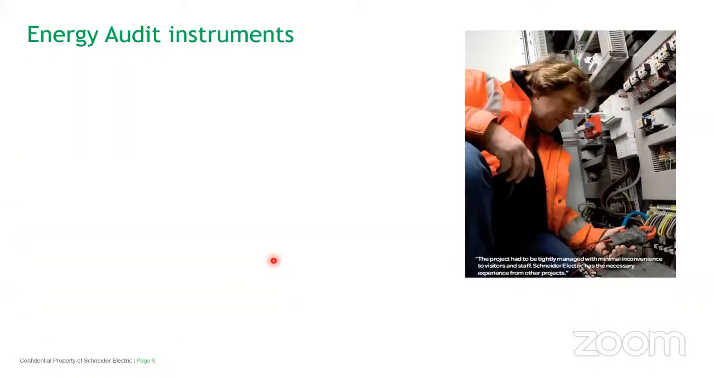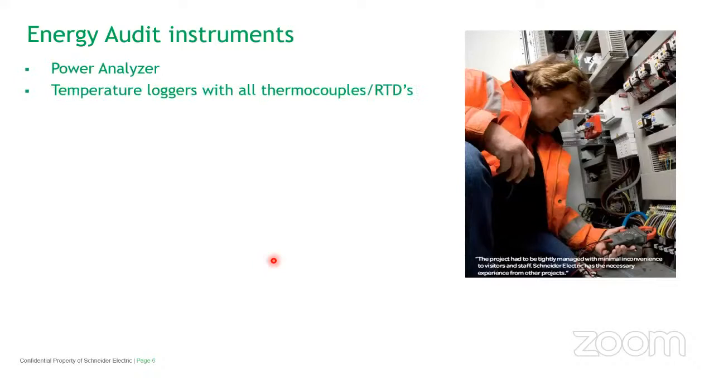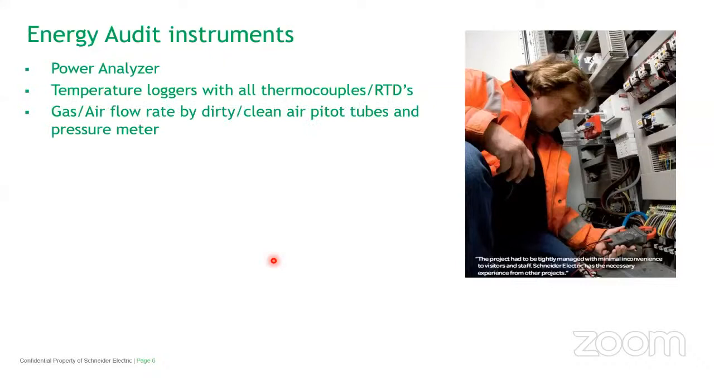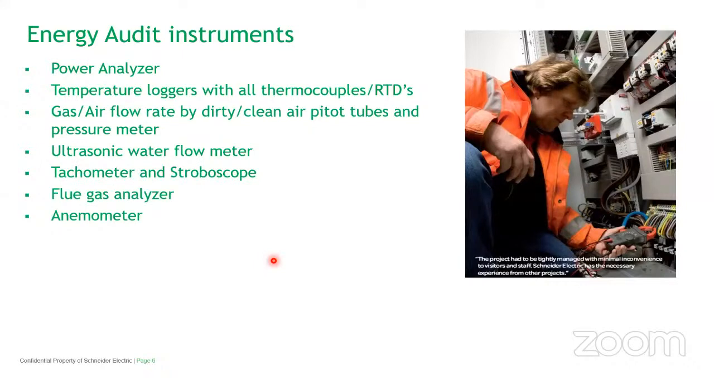Okay, so these are a few audit instruments. You can see power analyzers, which are very, very important. This is how the power analyzer measurement happens. Then temperature loggers to measure temperatures of the various parameters. For airflow rate, we use pitot tubes for measurement of gas and flow rates. Ultrasonic water flow meter to know the flow rate of the water, such as chilled water. Tachometer for speeds. Then flue gas analyzers for furnaces and boilers. Anemometer for air speed. Then pressure gauges to know the pressure.